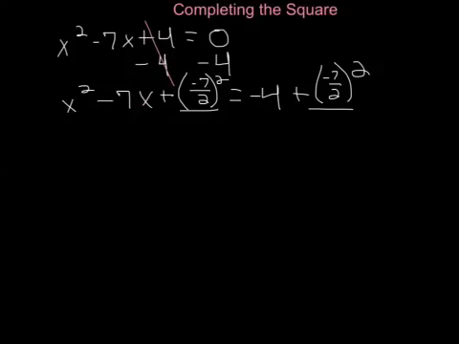From here, on the right-hand side, we can simplify. Negative 7 over 2 squared is going to give us positive 49 over 4. When you add that to negative 4, you're going to get 33 over 4.